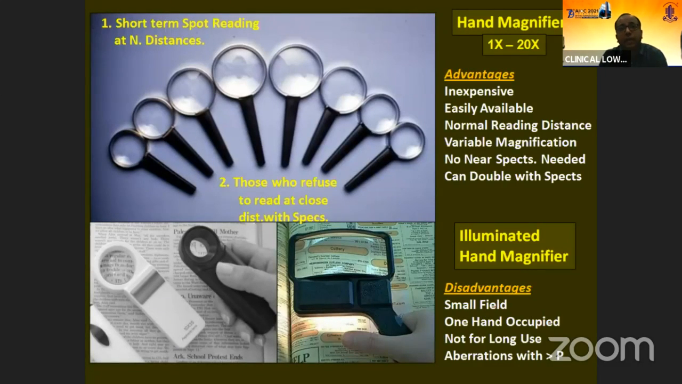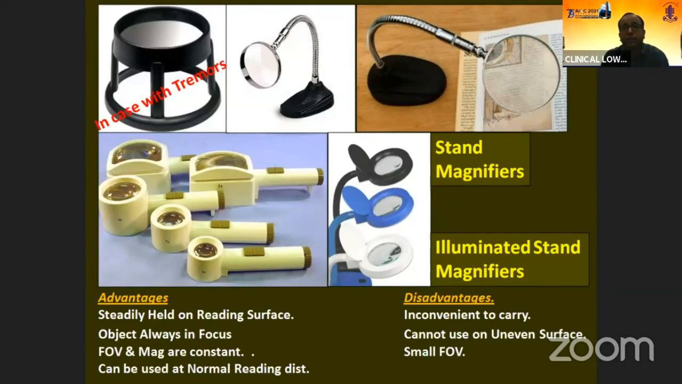We also have handheld magnifiers. These are useful especially for patients for short-term spot reading, and they are quite inexpensive and easily available, and they have comparatively greater working distance and magnification as compared to the spectacle magnifiers. But they have a limited field of view and the hands are occupied with this device. For patients with problems of tremors and arthritis, we have stand magnifiers, but they cannot be used on uneven surfaces.